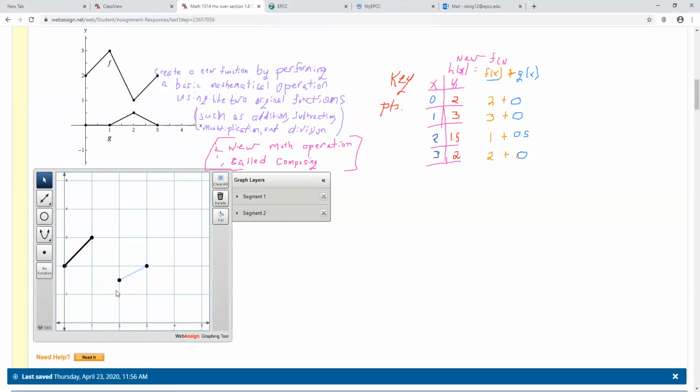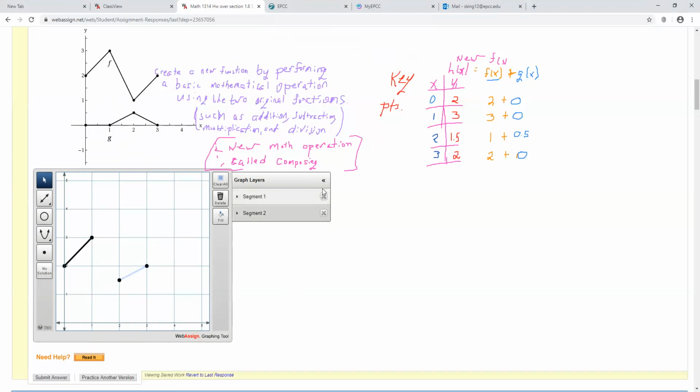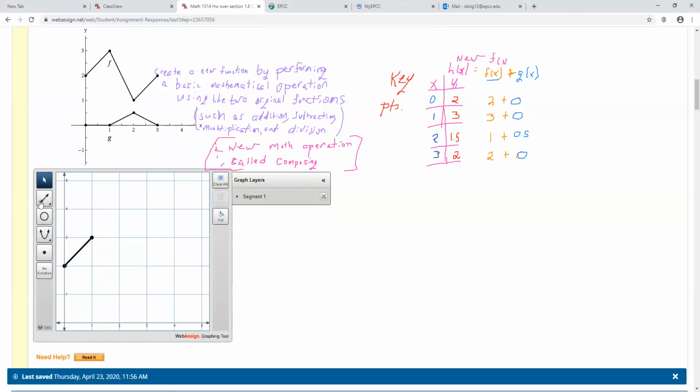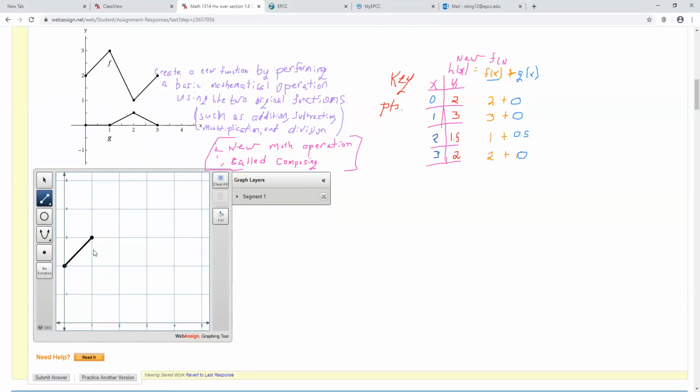Oh, it's because I made a mistake. I'm so sorry. So I need to delete this one. My mistake, sorry. This point, I've got to click this one because it's going to connect. This is the end of the first segment and the beginning of the second one. So I needed to re-click this one. And then the next point was 2, 1.5. And now I can click it right here. And that's what I'm doing. So there we go.